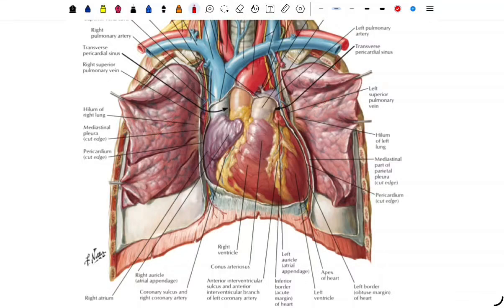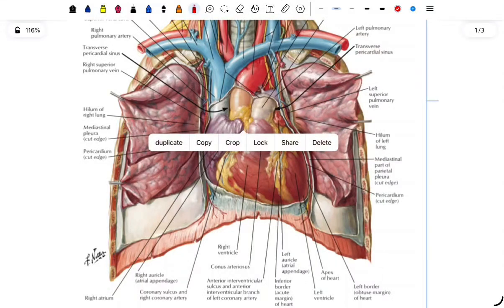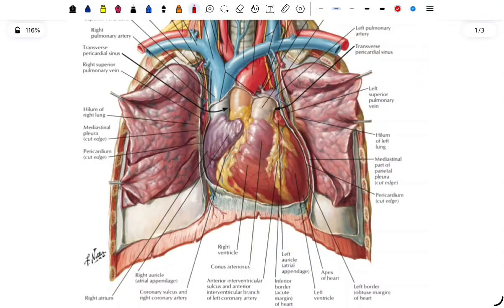And the heart makes an impression on the left lung. That's why this part of the left lung is called the cardiac notch.